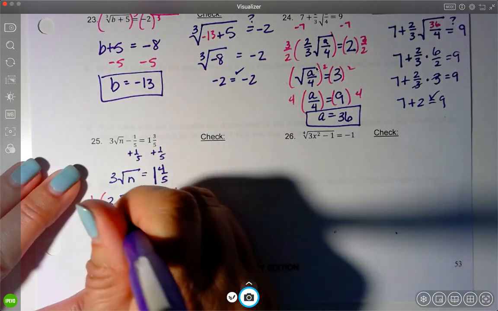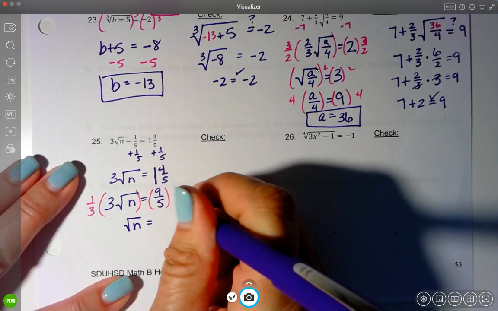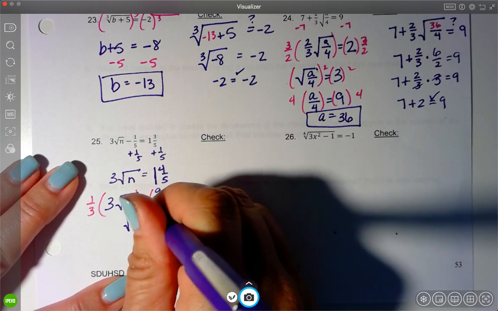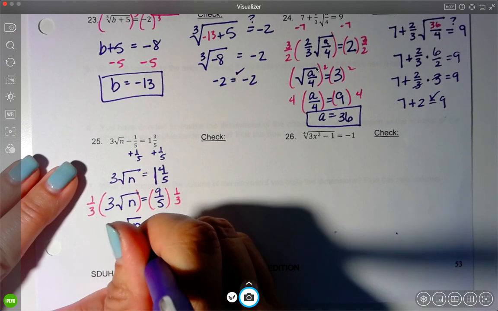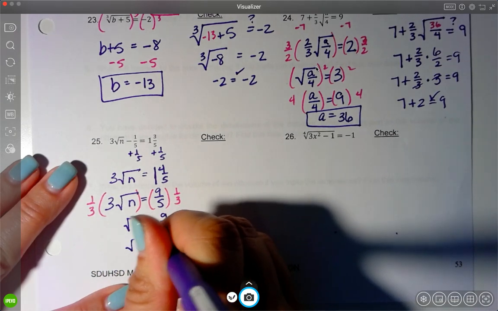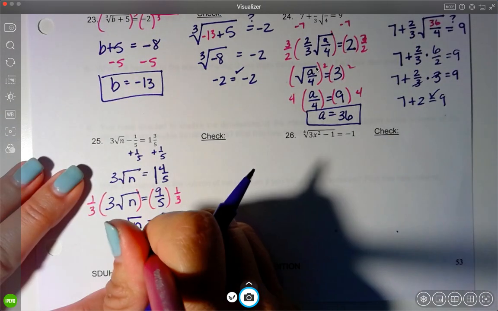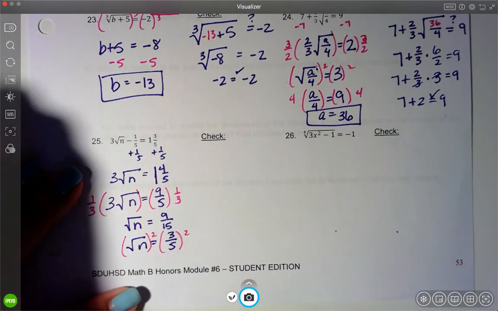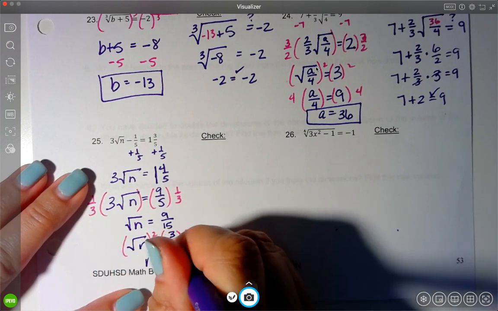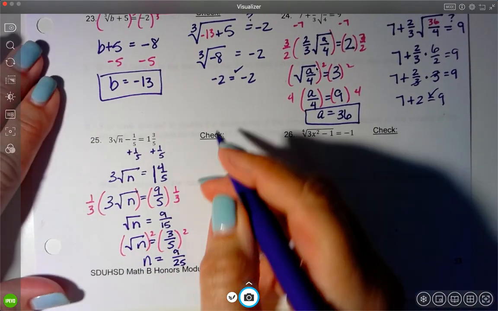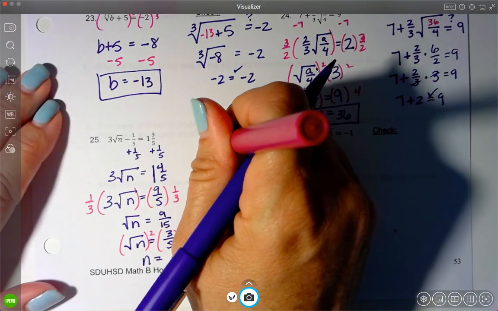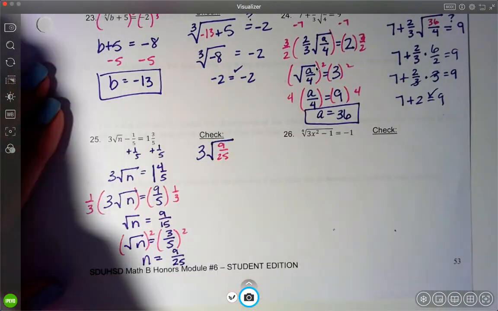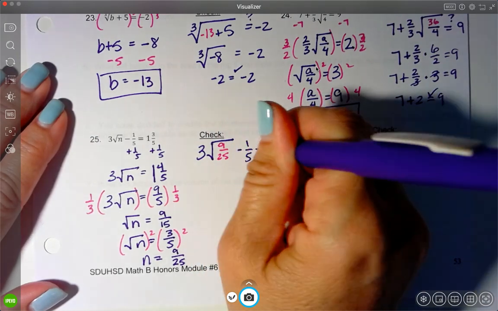Okay, so I have root n equals, and then 9 over 15, which is root n equals 3 over 5. Go ahead and square both sides. So I get n equals 3 squared, 9, over 5 squared, 25. All right, let's go ahead and check it. So it's 3 times the root of 9 over 25 minus 1/5, is that equal to 1 3/5?